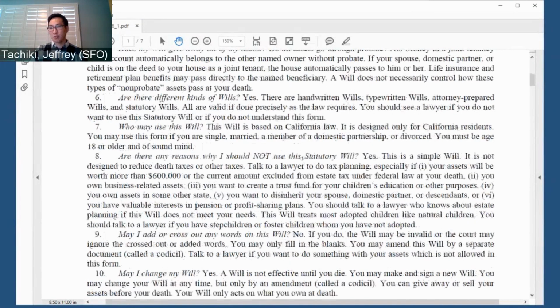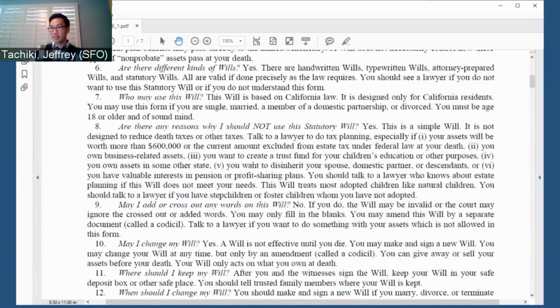There are a couple of things I will note in here where the information is not correct. If you look at question 8 there, it says, are there reasons why I should not use the statutory will? Part of this answer is correct, and we've already alluded to some of this. This is a simple will, and it says it's not designed to reduce death taxes or other taxes. Talk to a lawyer to do tax planning, especially if your assets will be worth more than $600,000 or the current amount excluded from the state tax under federal law at your death. Personally, I'm not sure whether that $600,000 is referring to what is excluded under federal law at your death, but just to ensure that you're not confused about what is actually excluded from the estate tax, it is not $600,000. It is actually $11.58 million.